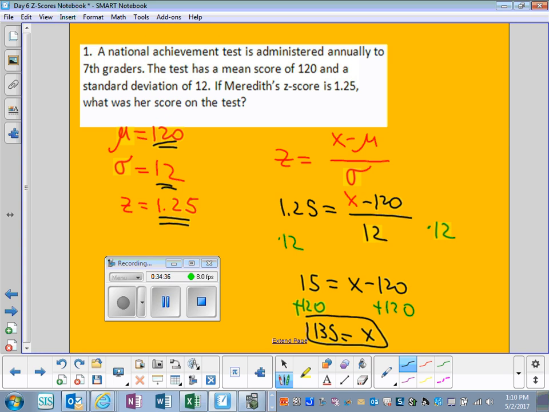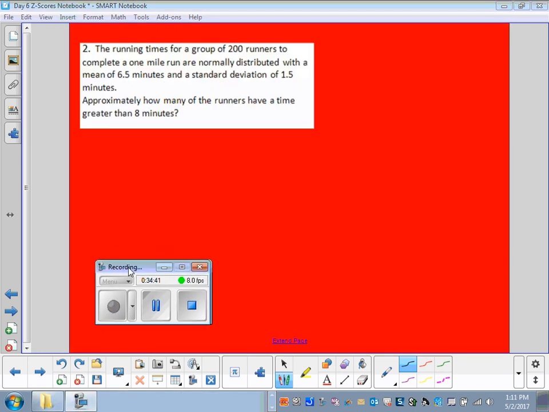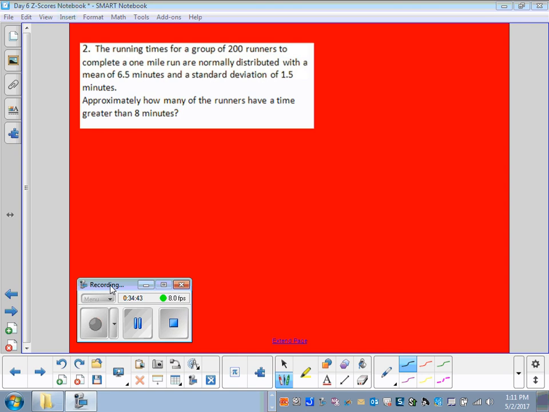Questions about this problem? Okay. Let's do this on the board because it's different. The running times for a group of 200 runners to complete a 1 mile run are normally distributed. So we have our bell with the mean 6.5 and the standard deviation of 1.5 minutes. Approximately how many of the runners have a time greater than 8 minutes?